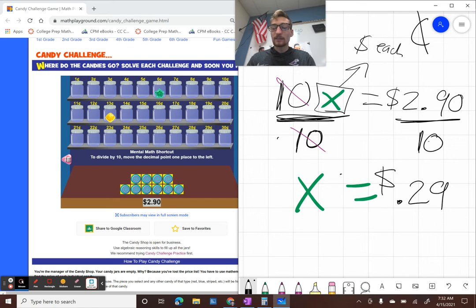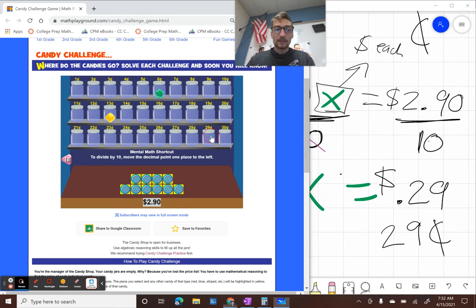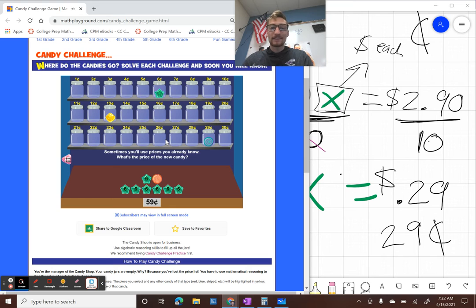29 cents. All right, whether you want to write it as the dollar amount, meaning it comes after the decimal, or if you want to write it simply as just cents, you can do that as well. And now I'm going to look for 29 cents here and put them right in the jar. All right, so we've got that first part down.